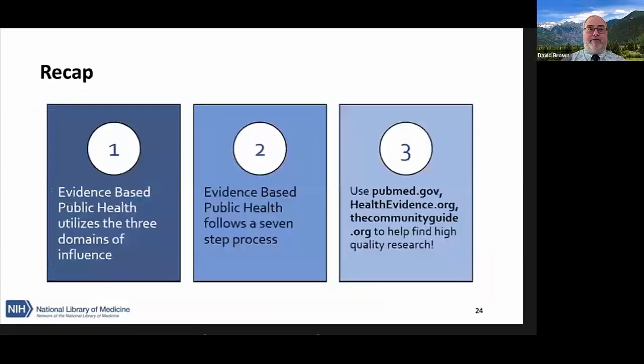So before we run out of time here, I'm going to give a quick recap. Evidence-based public health utilizes the three domains of influence, which we talked about. Evidence-based public health follows a 7-step process. And we can use pubmed.gov, healthevidence.org, and the Community Guide to help find quality research.